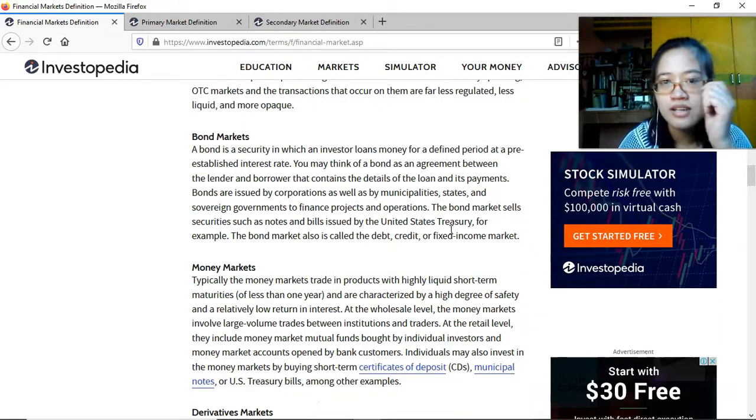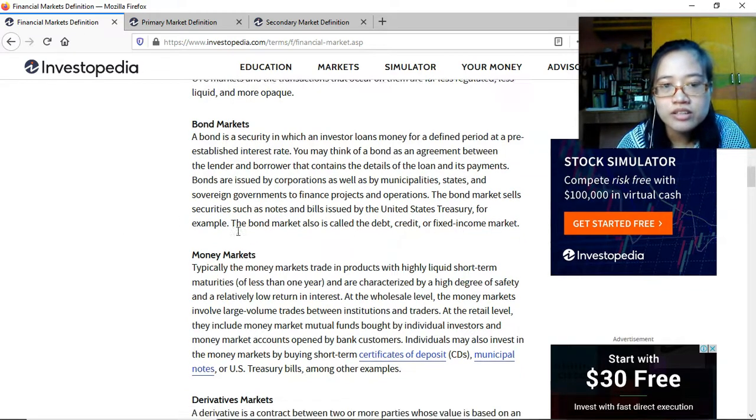Fixed income because the interest rate would be based on the face value of the bond. So if that's a 100,000 bond times the interest rate, let's say 10%, that is a fixed income for that particular year. That's why it's called fixed income market. Money market.